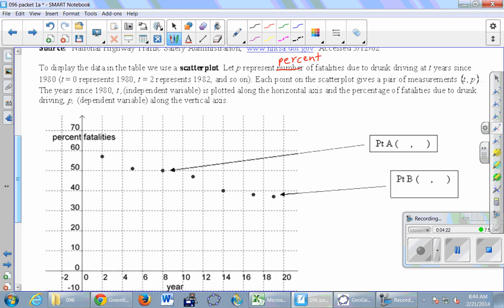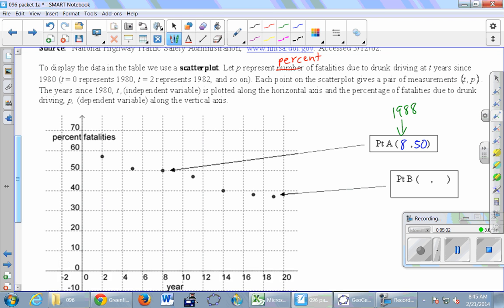And so I claim that all of the points that are up there are just plotted down here. So for example, let's fill in the coordinates at point A just by looking at the graph here. What's the first coordinate of point A? It's 8, and then the second coordinate is 50. Now, looking at that 8 and that 50, can you find that point in the table? What is 8 really representing in the table? It's really representing 1988. Right. And so what that says is that in 1988, 50% of the fatalities from car accidents were alcohol related.